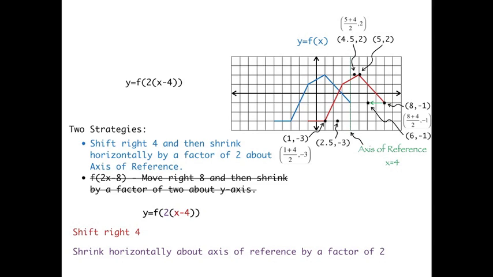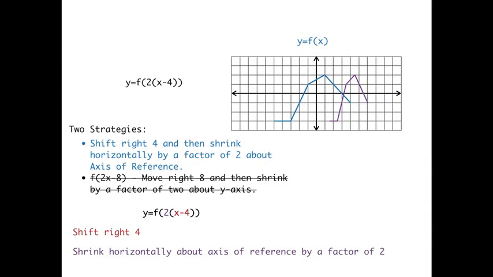Now, if we could imagine doing that for every point along this function, we'd see that our scaling would present a graph that looks like this. So this is the result of shifting right 4 and shrinking horizontally by a factor of 2 about the axis of reference. And we can do this when we have our functions in the form of 2 times quantity x minus 4, or in other words, where everything is factored out as much as possible from the input.